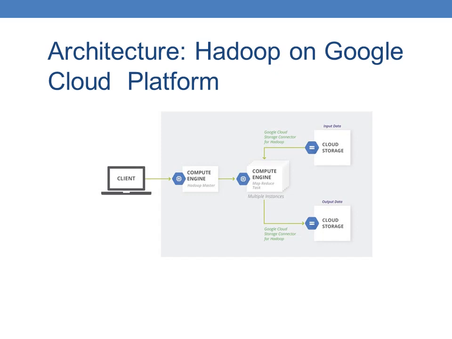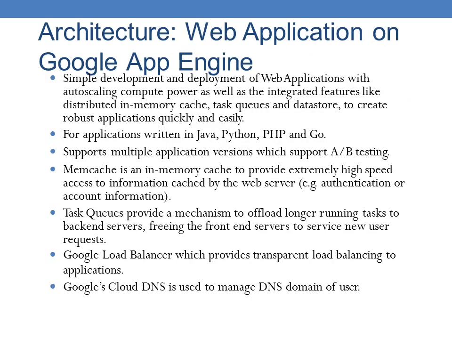So the client interacts with the cloud Compute Engine, which has multiple instances. Using that, they can interact with the cloud storage, which holds the input data. Afterwards, the output data is stored in the same way, simultaneously in cloud storage. Another cloud storage is available in this structure. So that is Hadoop on Google Cloud Storage.